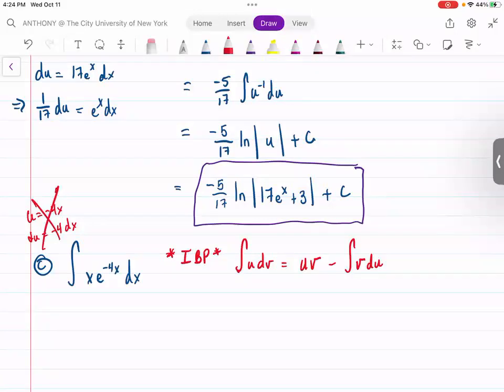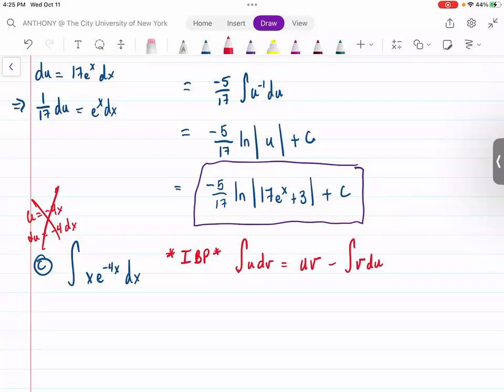All right, so for this example, we're using integration by parts. Now, the good thing about applying integration by parts in this particular example is that your variable x is usually, or the majority of the time, going to be your u.